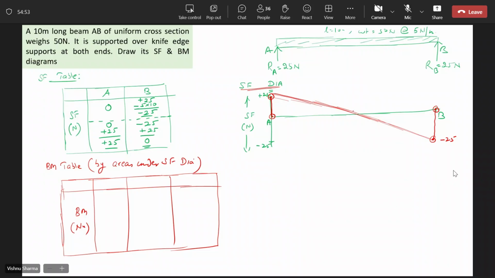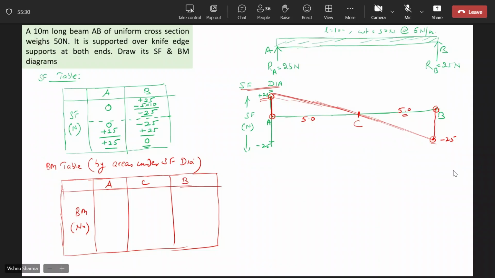Now, guys, since this point has to be included in the BM diagram, we'll have to name it. And since it's plus 25 and minus 25 and joined by a straight line, obviously the 0 will come mid-length. So that means this will be 5 meters and this will be 5 meters. Am I right, guys? Does everybody agree or anybody has any questions? Agree, sir. Okay. Now, my points will come in the same order as they are on the SF diagram, and in the SF diagram, they are in this order.